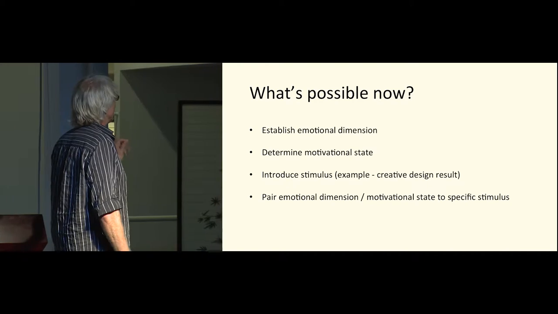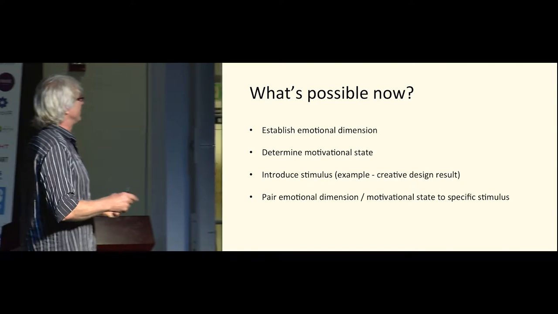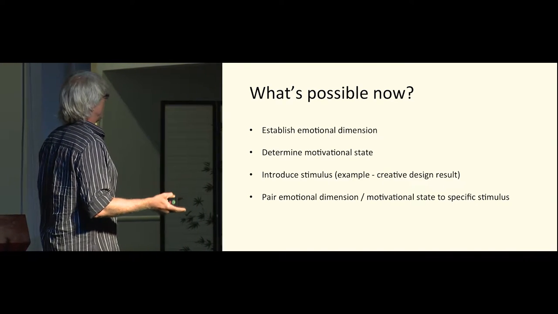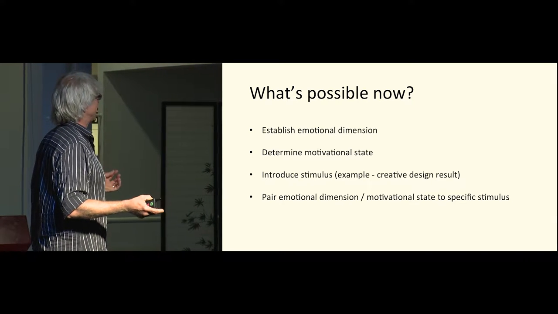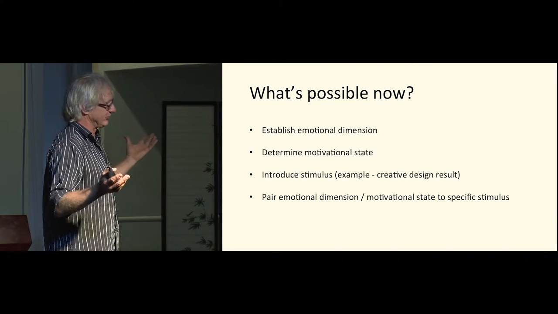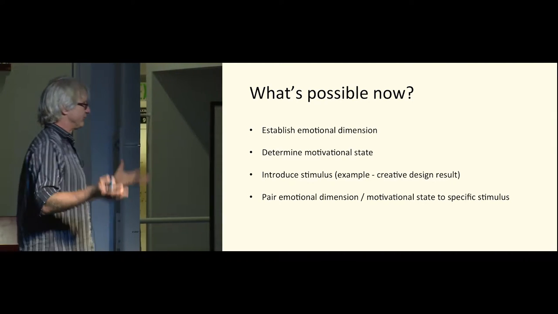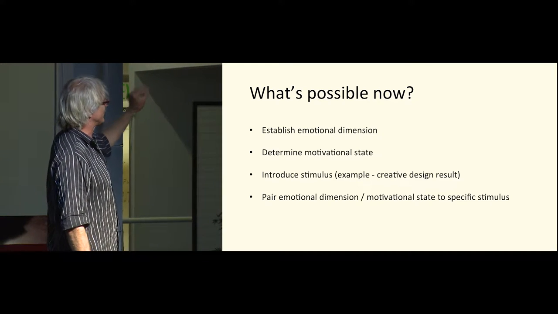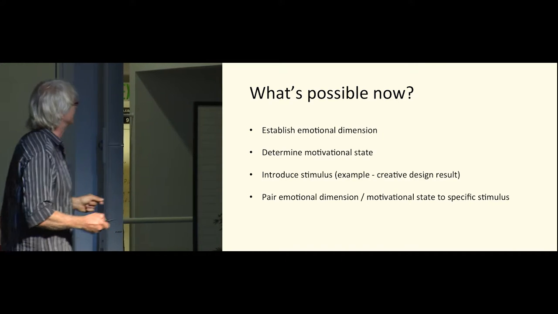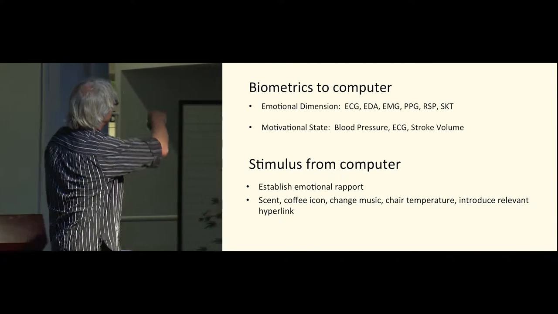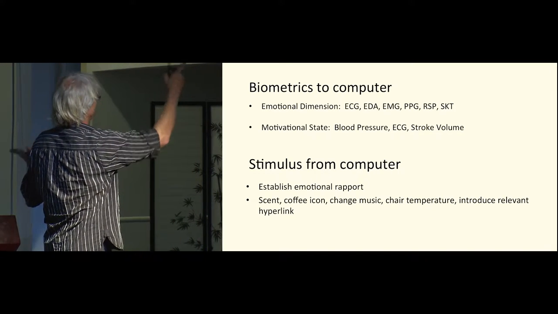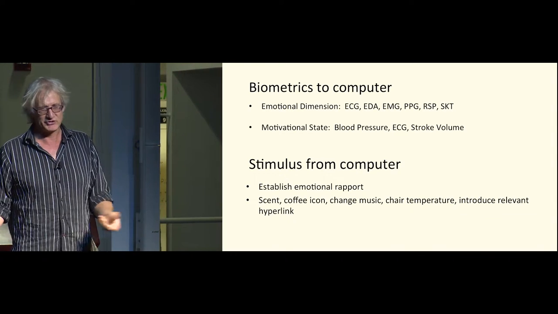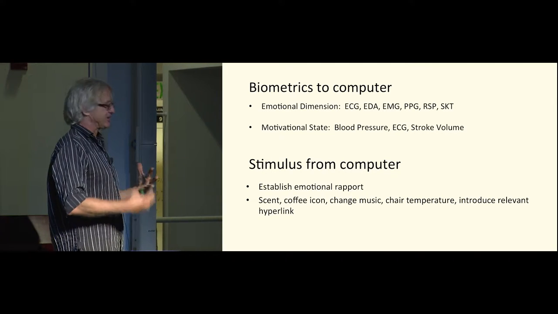So what's possible now? At this point in time, there's equipment available that allows us to determine emotional dimension, and equipment and techniques that allow us to determine motivational state, and we're plenty good at introducing stimuli, visually or auditorily. We would also be in a position, through application software design, of pairing emotional dimension and motivational state to specific stimulus. The signals we can look at now for emotional dimension are electrocardiogram, electrodermal, skin temperature, respiration, pulse plethysmography. Motivational state would be blood pressure, ECG, and stroke volume, or cardiac output.